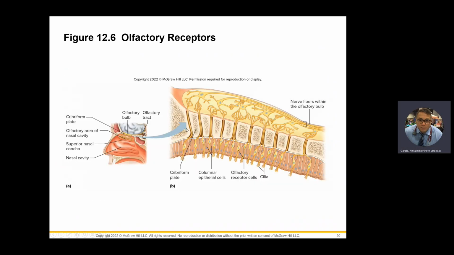Olfactory, they are hair cells. You can locate, see here, above your turbinates, right here in your nasal cavity. You can also see the thinness of your cribriform plate, which is part of your skull. You can see how drugs and things can easily go in and out of there.